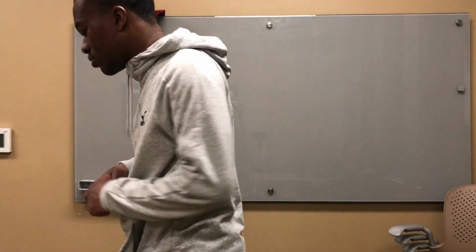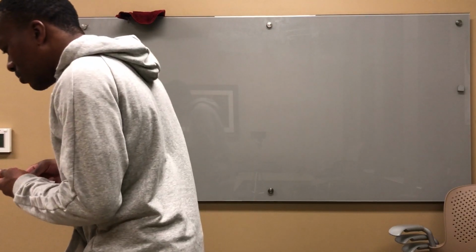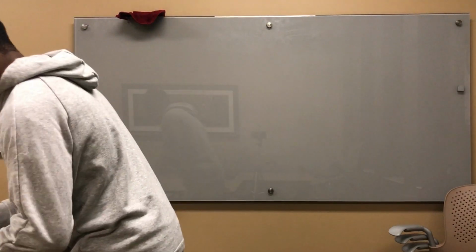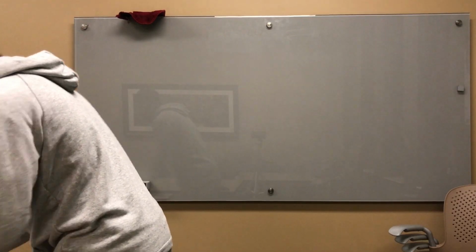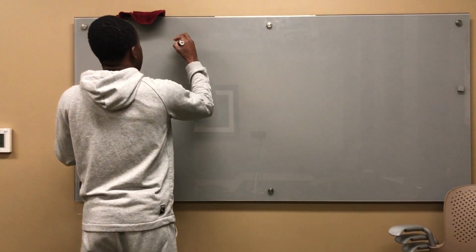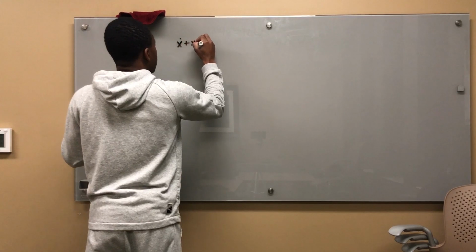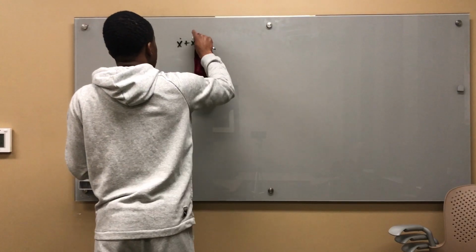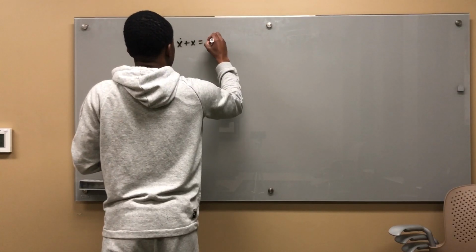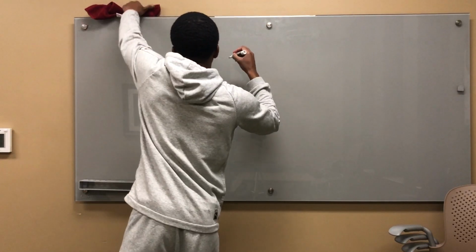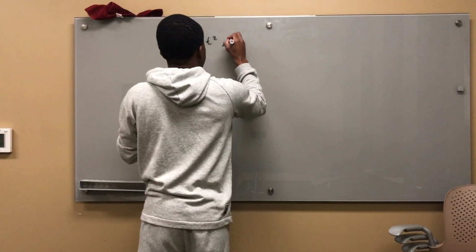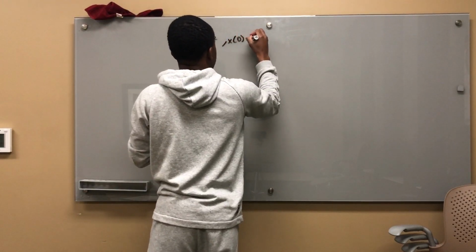Okay, so here's what I'll do. I'll just use the example that I have right here. So let's say I'm given a problem that says this: x dot plus x equals t squared. And they give us the initial condition that x of 0 is equal to 1.